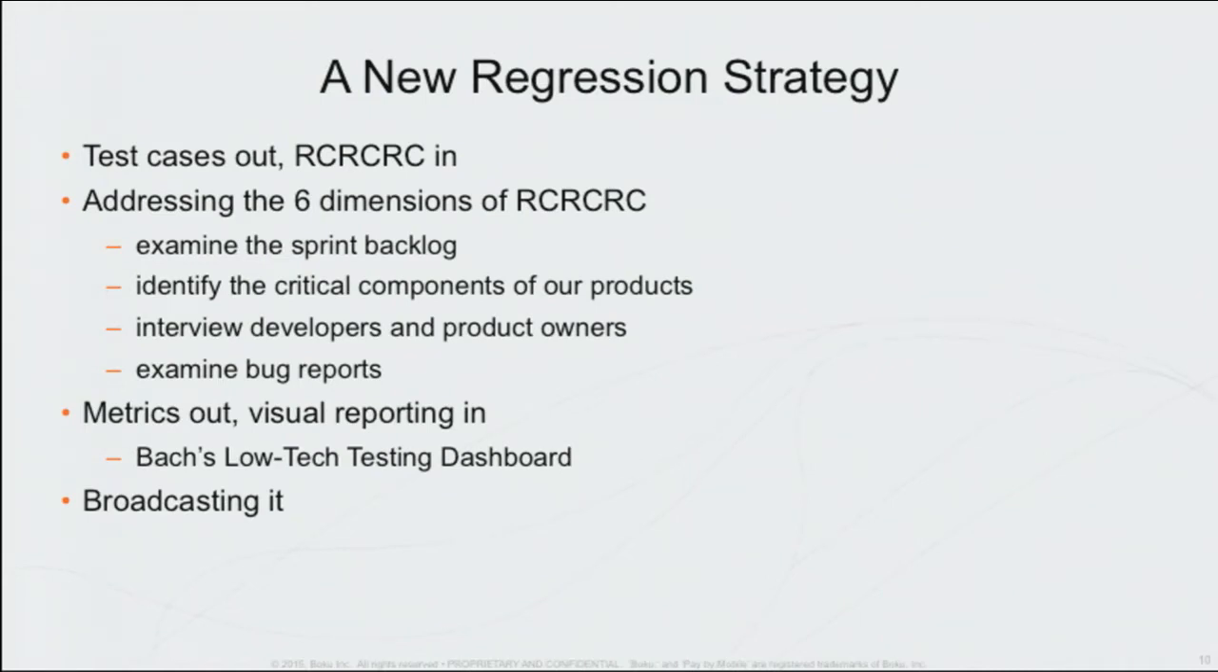Because the problem with the regression test cases is they were testing things that weren't changing. And they also weren't being changed as the product changed, so they were no longer helping us identify problems. But we were going to find these problems by looking at the bug reports and the changes that we were making.